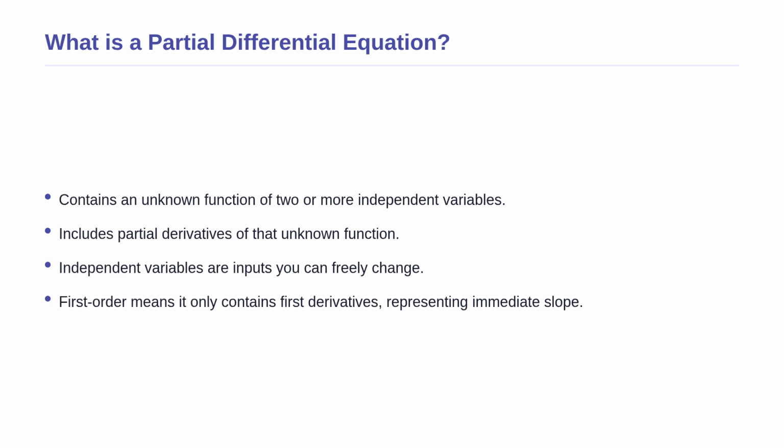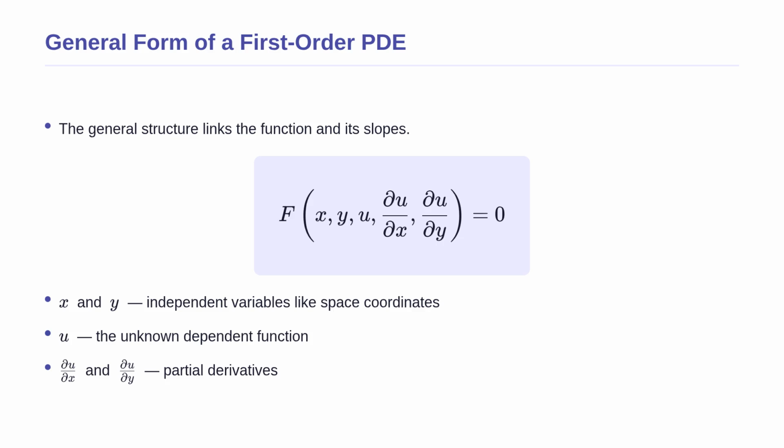An independent variable is an input you can freely change, like space or time. The dependent variable is the output you want to find, like temperature or elevation. A partial derivative measures how the output changes when you vary just one input, keeping all others completely frozen. When we say first order, we mean it only contains first derivatives, representing the immediate direct slope, without any second derivatives for curvature. This brings us to the mathematical representation.